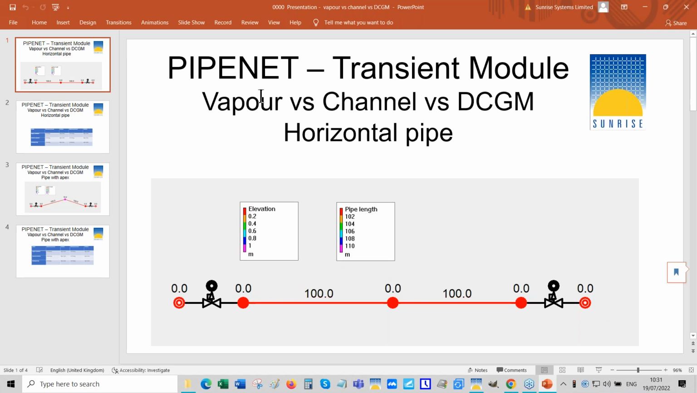Let's compare the vapor cavitation, channel cavitation, and the discrete gas cavity model in a horizontal pipe. What we said was, if the cavity volume is small and it's a horizontal pipe, the vapor cavitation model, which is a much simpler model and a textbook model, would be as good as the channel cavitation model. On the other hand, the discrete gas cavity model is quite a different model because it's not about modeling cavity, but it's about modeling the effect of the presence of a gas as opposed to a vapor.